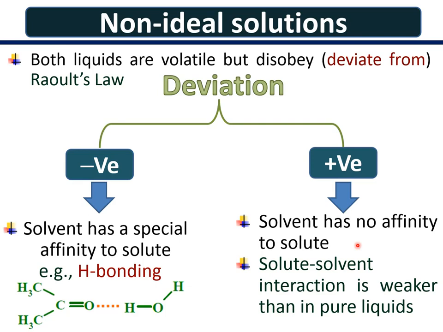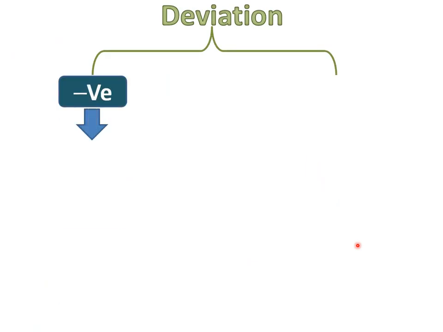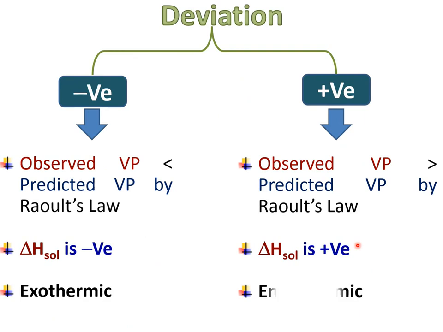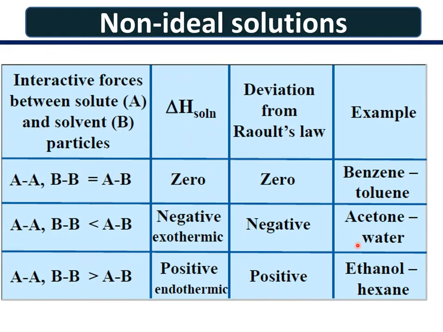For non-ideal solutions, this table will summarize the case for the ideal and the non-ideal solution, okay? For benzene and toluene, for example, the mixing of benzene and toluene, delta H equals zero, because the forces between the solute particles and between the solvent particles are very similar to the bonding between the solute and solvent after the formation of the solution. Acetone and water are an example for the negative deviation from ideal behavior. And ethanol and hexane are a good example for the positive deviation, which will have delta H positive.